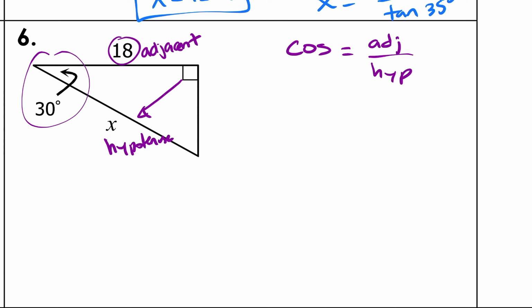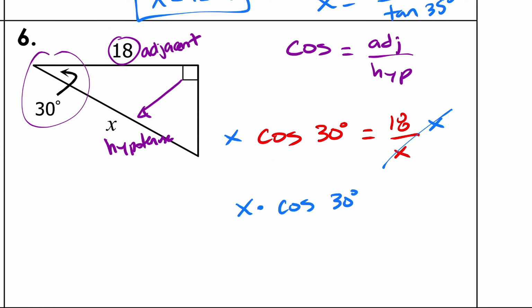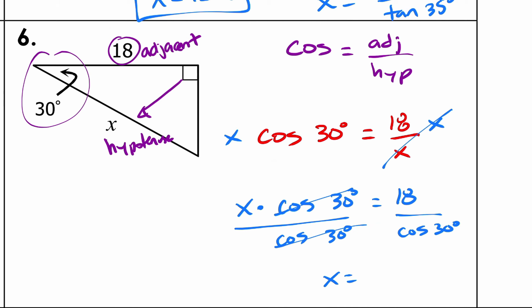So let's set up our equation. The cosine of 30 degrees, because that's the angle we're interested in, equals the adjacent side, 18, over the hypotenuse, which is x. Again, we don't like the x in the denominator, so I'm going to multiply both sides by x. So these cancel, and we get x times cosine of 30 degrees equals 18. I'm going to divide both sides by the cosine of 30 degrees. So x is going to equal 18 divided by cosine of 30 degrees. And we get 20.78, which is just 20.8 if we round up.